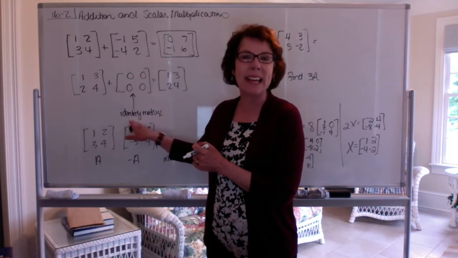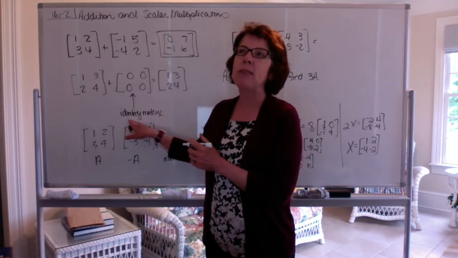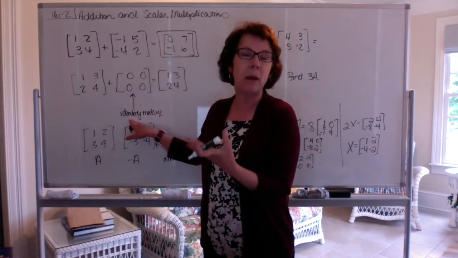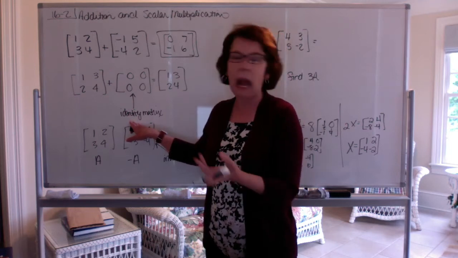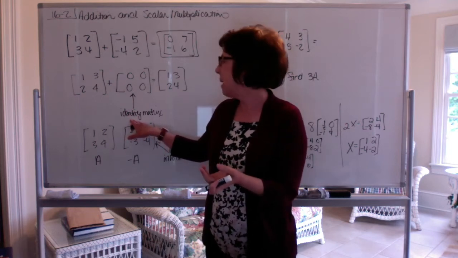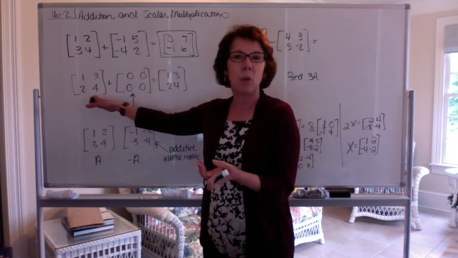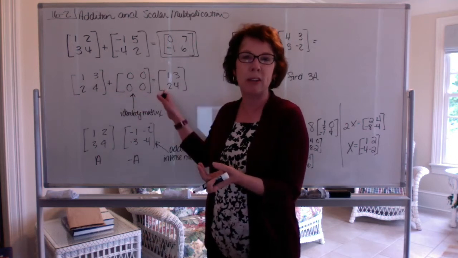We call this the identity matrix. Okay, I believe 0 is the additive identity. Any number plus 0 equals that number, so it's really kind of the same idea. The identity matrix means that this will not change its identity when you add it to the identity matrix.